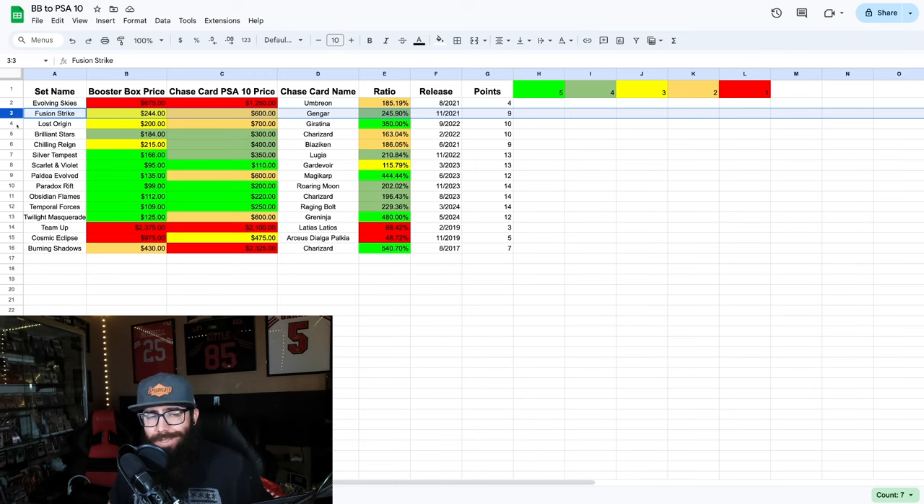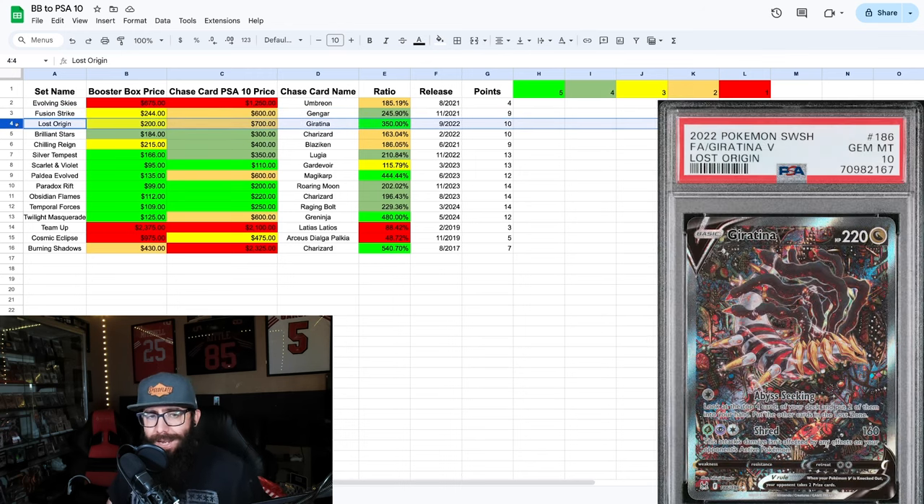Next up, if you guys aren't familiar, I'm pretty high up on Lost Origin, and you guys will see why right here. It's because of this green ratio.